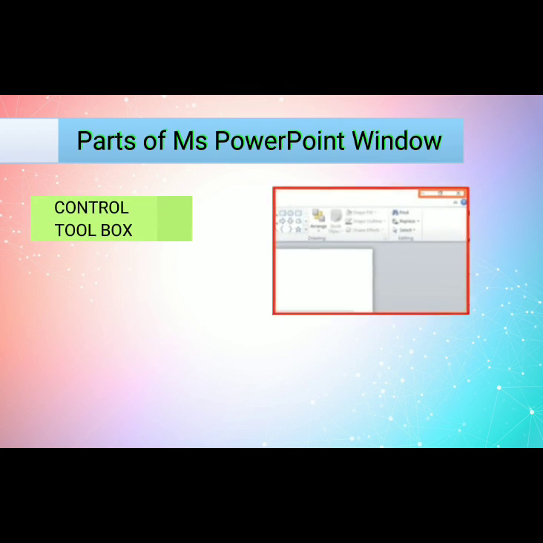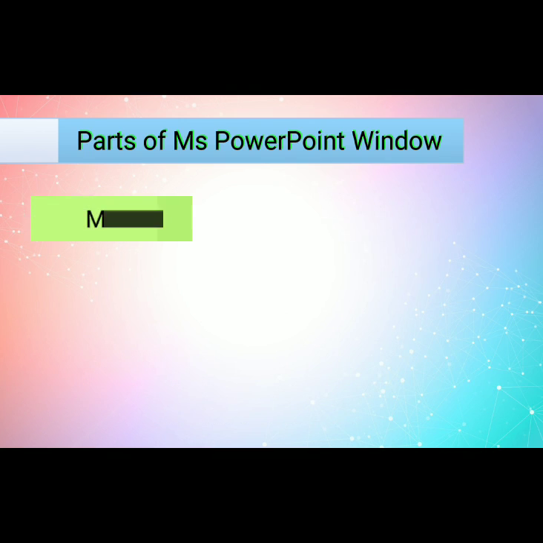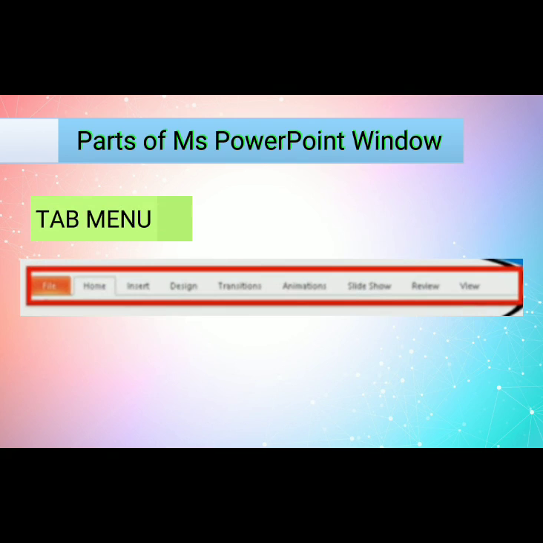Next is the control toolbox. It is located at the right top of the user interface where you can close, restore, maximize and minimize the Windows program. Next is the tab menu or a tab of the ribbon.